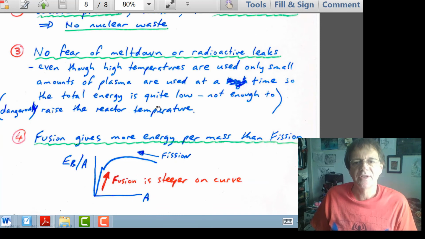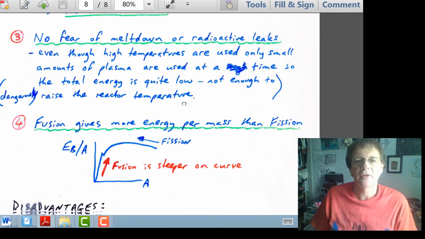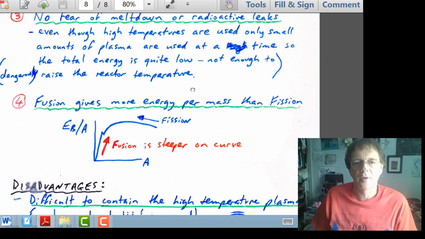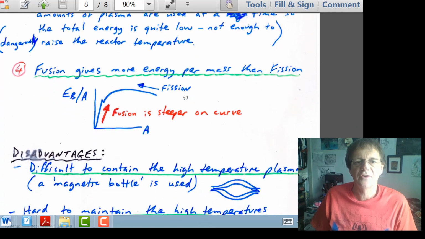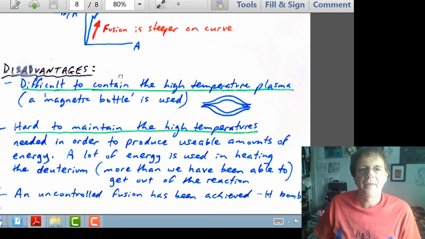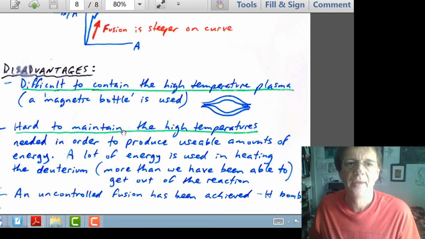So we are working with high temperatures though, but only small amounts of plasma at a time, and you can control that very well. Okay, the total energy is quite low at any one time, not enough to be dangerous like the nuclear reactors we use at the moment. And as I said, fusion actually gives more energy per mass than fission, and you can show that with a binding energy per nucleon graph, which we no longer do.